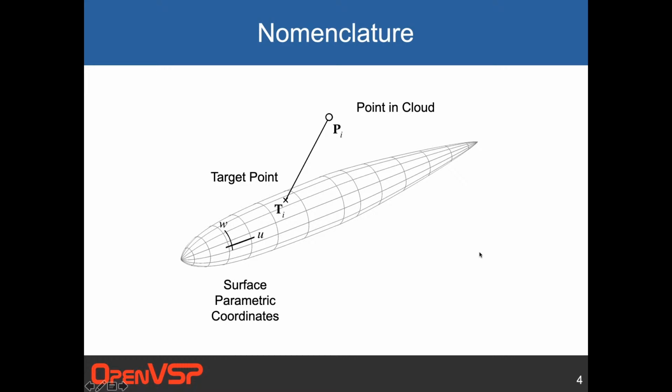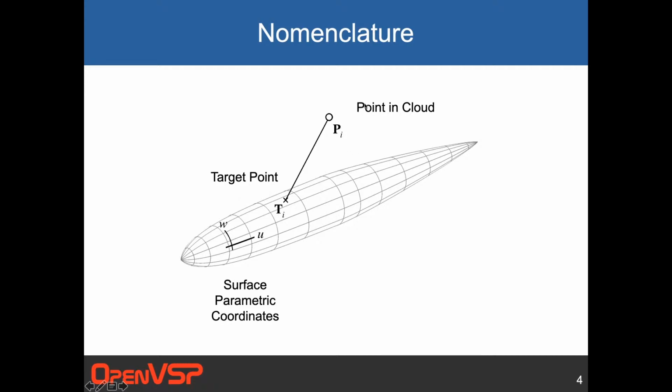First, I need to lay some ground rules and talk about some nomenclature for fit model. As we said earlier today, every component, like this pod, has surface parametric coordinates. In this case, the U direction goes from nose to tail along the pod, and the W direction goes around the circumference of it. So we have these surface coordinates that we need to know about.